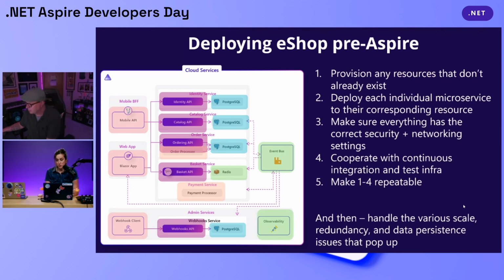You have to provision things if they don't already exist and not accidentally re-provision things that do exist and overwrite them. All of these things need to be able to talk to each other in a secure way. Of course, you might have a continuous integration system. You have your whole testing infrastructure. You need to make sure all of that works. And then you have to handle the issues and push changes and rapidly react to things as the world does the things that the world does.